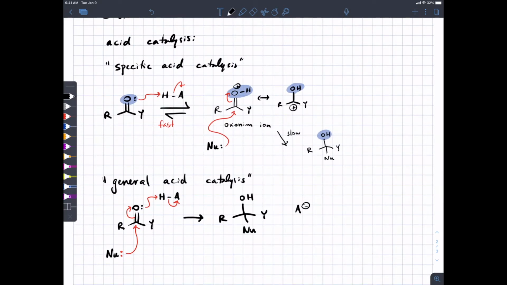Which happens when? Actually, that's a subtle issue that has to do with the identity of the nucleophile and the strength of the acid. We're not going to navigate that at all. We won't worry about that.